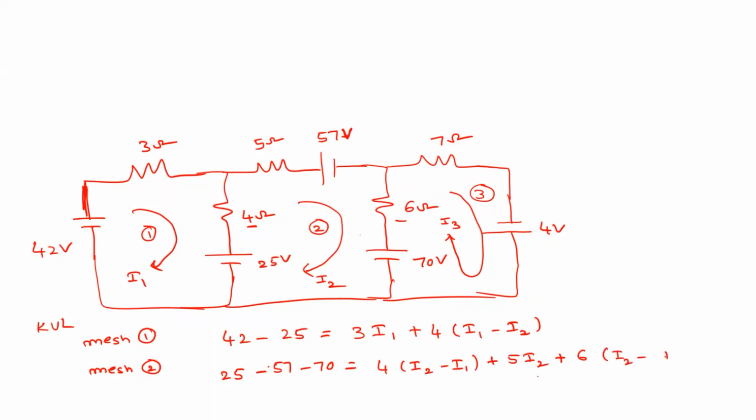Why 4 into I2 minus I1? In the first equation, we have taken I1 minus I2, and here I2 minus I1. See, in mesh 1 we are writing the equation with respect to the I1 current direction. In mesh 2, we are writing the equation with respect to I2. This I2 current is flowing in this direction, but I1 is flowing like this. So this is our reference, so this is the plus symbol, and this is minus. That's why we are taking 4 into I2 minus I1.